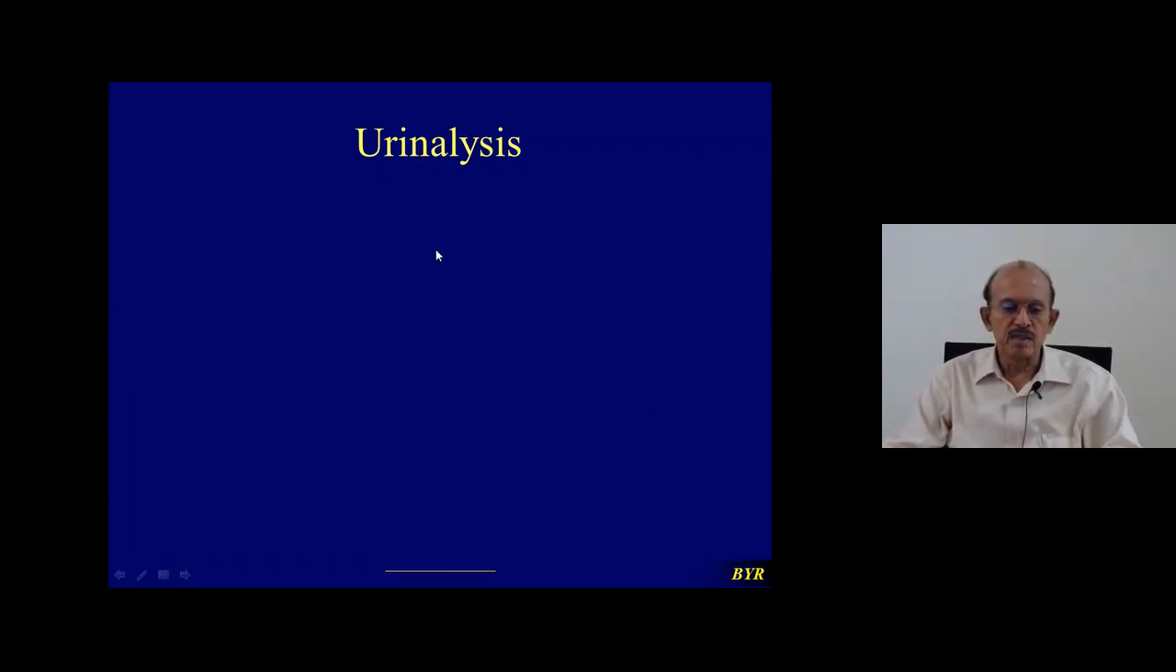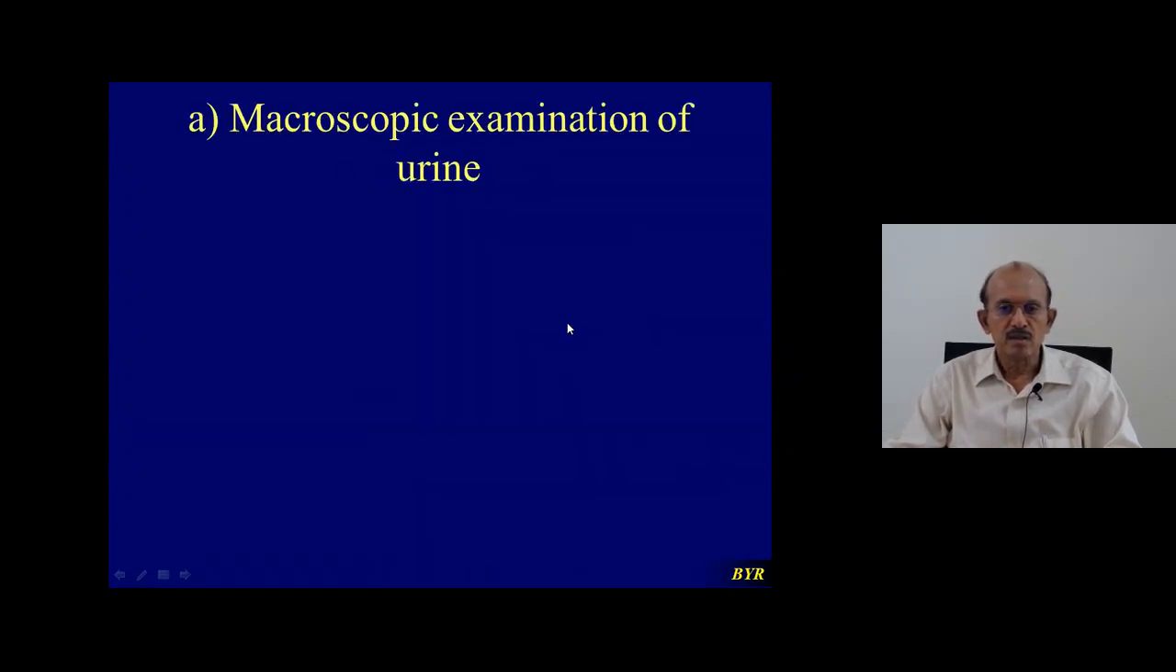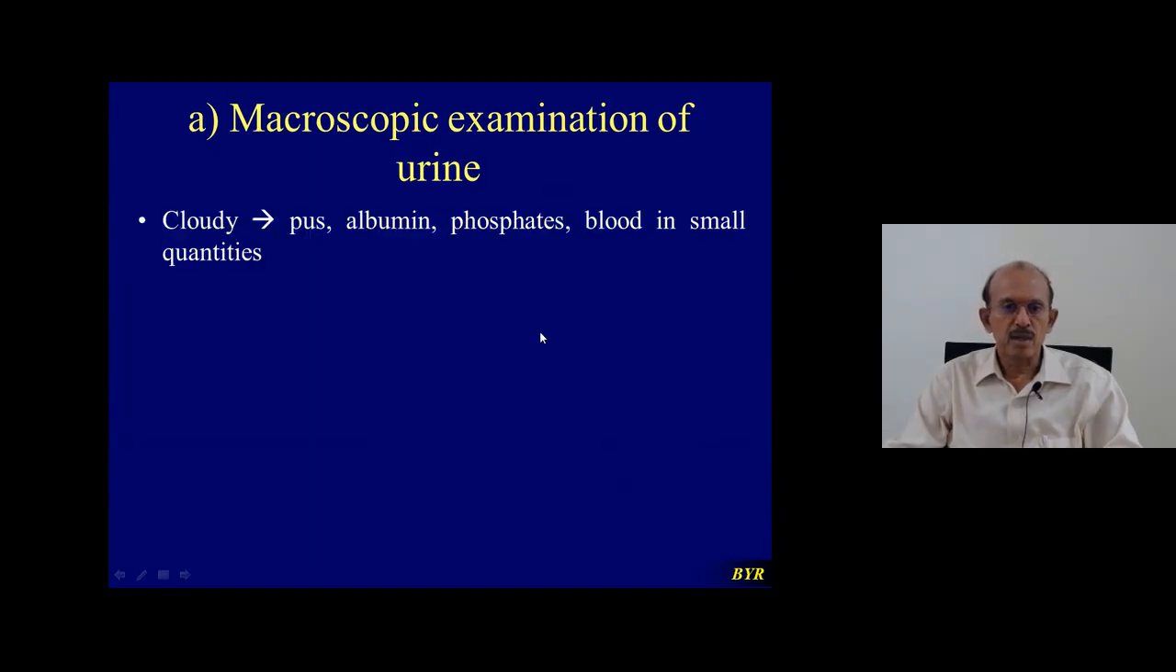Okay, investigations of the urinary tract. First, urine analysis. Macroscopic examination of urine. If the urine is cloudy, it can be due to presence of pus, albumin, phosphates, blood in small quantities. So all these things can produce cloudy urine.